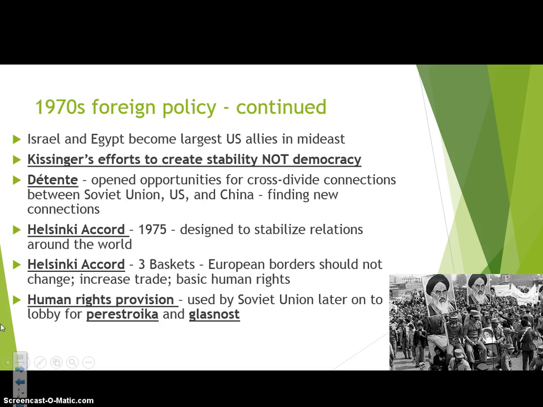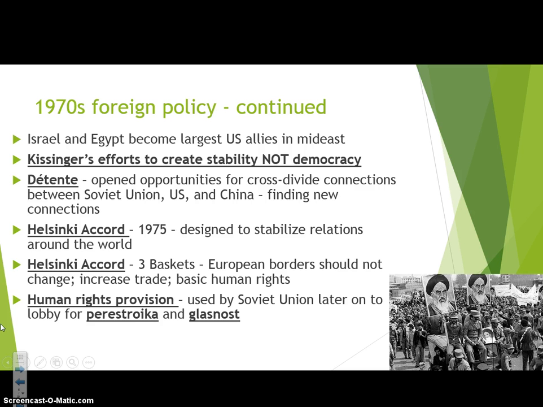Kissinger, as well, is going to try to create stability. He's not necessarily looking for democracy. This notion that the U.S. should just spread democracy wherever it goes obviously is not the case, as you have staged coups by the CIA to prevent communism. They don't care if they're not democratic, they just don't want them to be communist, because communism was seen as more of a threat.